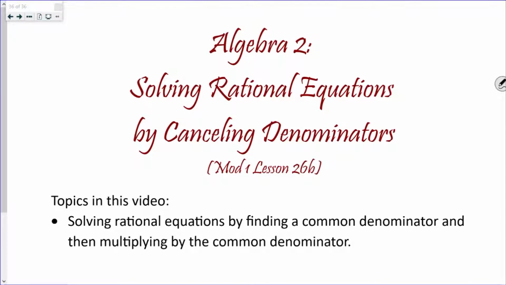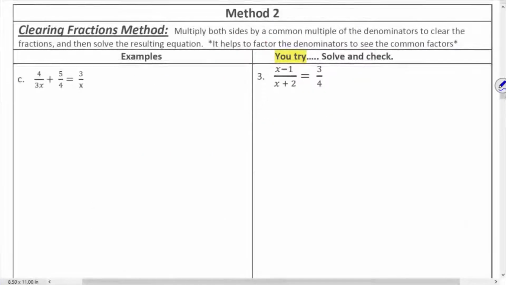This video is about solving rational equations by canceling denominators or by multiplying by the denominator. Let's get started. This method for solving rational equations is called the clearing fractions method, where we're going to multiply by a common denominator and clear out the fractions. Okay? So I'm going to do number 3 here.